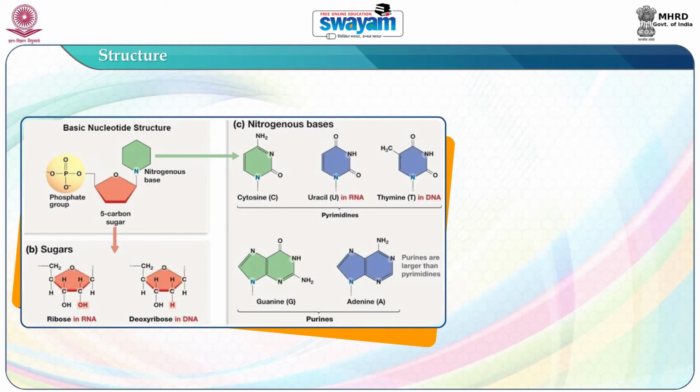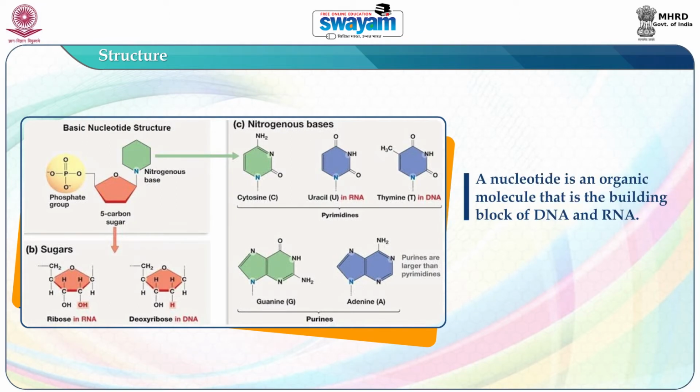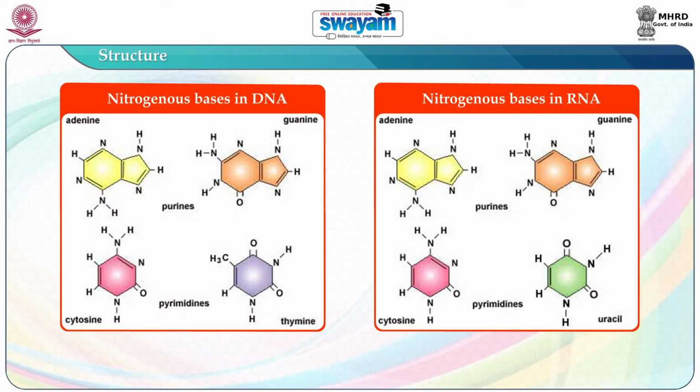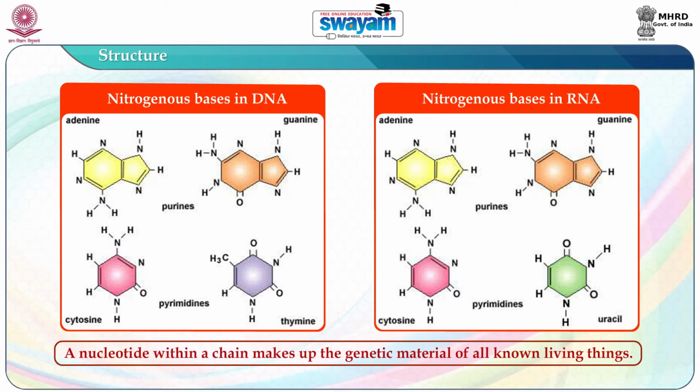Now, let us look at the structure of nucleotide. A nucleotide is an organic molecule that is the building block of DNA and RNA. It is made up of a 5-carbon sugar and a nitrogenous base. The 4 nitrogenous bases in DNA are adenine, cytosine, guanine and thymine. RNA contains uracil instead of thymine. A nucleotide within a chain makes up the genetic material of all known living things.